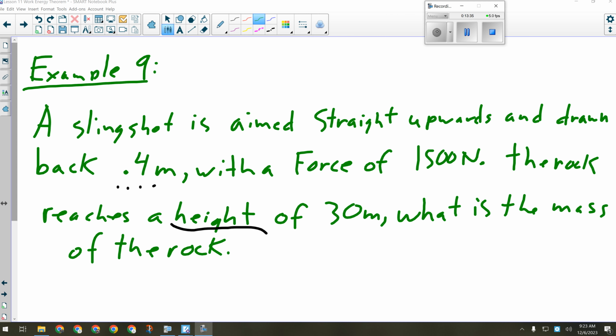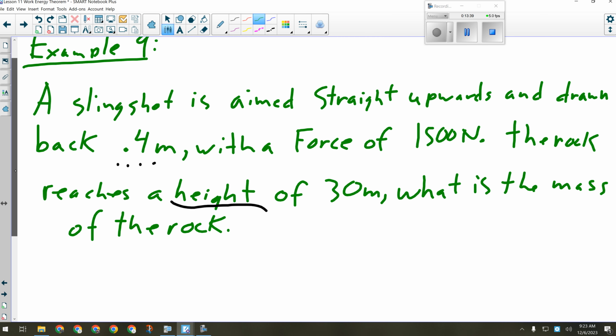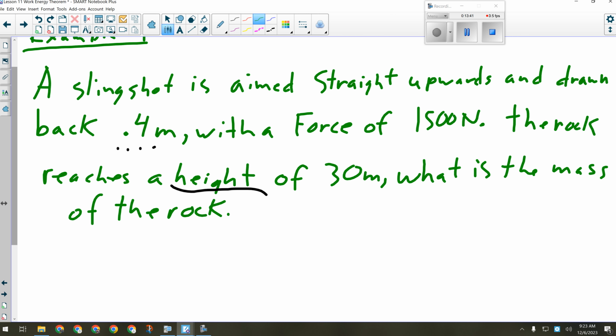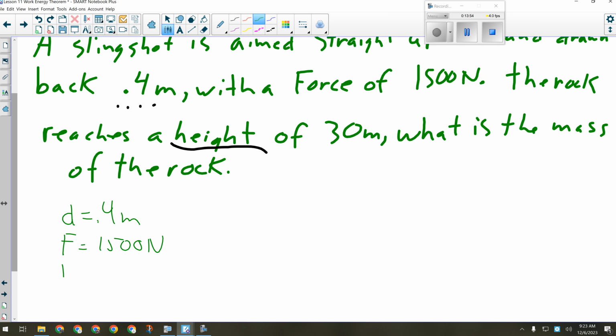All right, so our givens in this question are that we know the distance that the slingshot is drawn back, 0.4 meters, and we know that the force used to draw it back is 1,500 newtons, so a lot, and we know that it reaches a height of 30 meters. That means starting from the ground and going to a final height of 30 meters. We're looking for the mass of the rock.